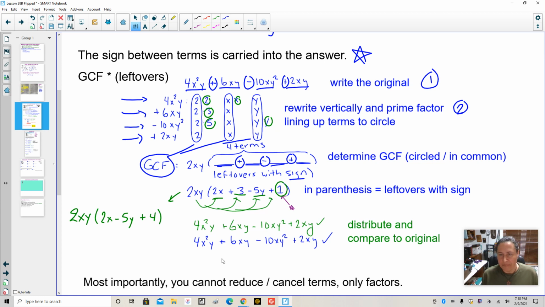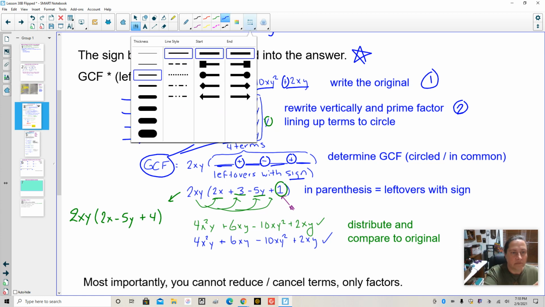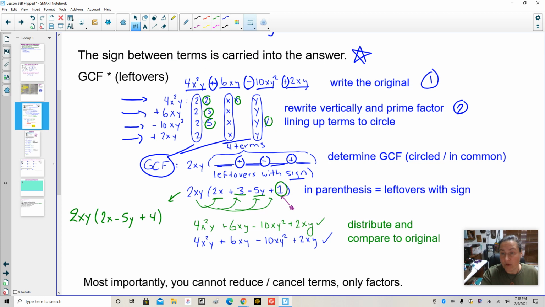Okay, so 1, write the original. That will help a lot. 2, rewrite it vertically and prime factor, lining those terms up to circle. 3, figure out what it is you circled. 4, in parentheses, write the leftovers with the signs. So the stuff not circled. Okay. And then always distribute and compare to the original to make sure you didn't make any mistakes.